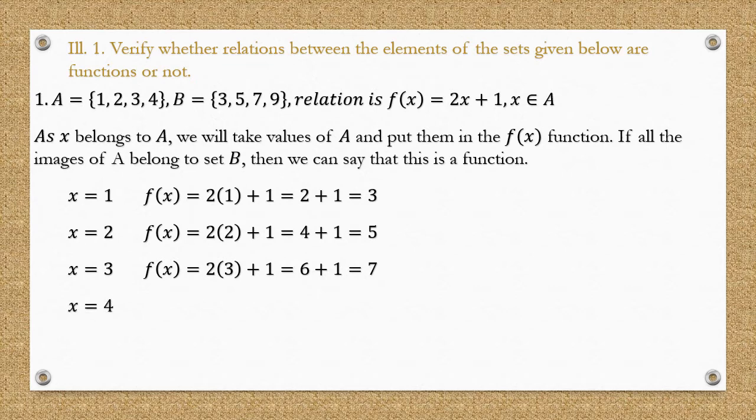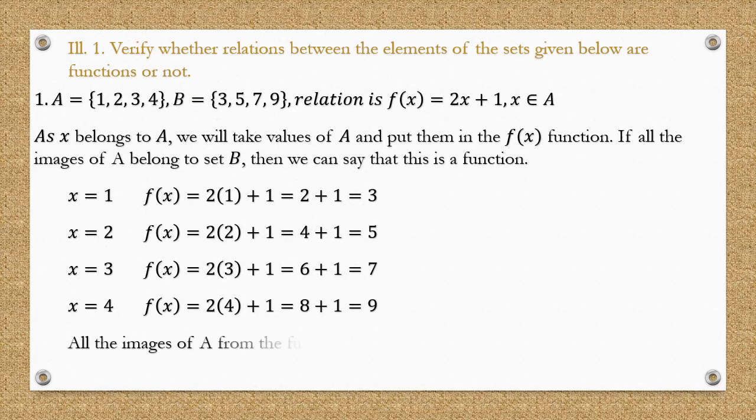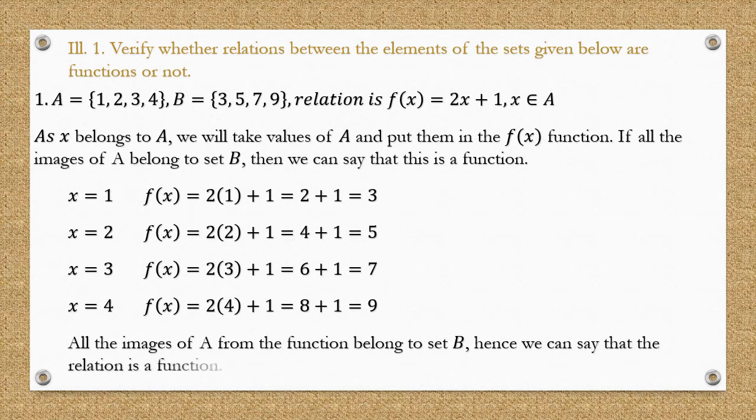And last, x is equal to 4, which is 2 times 4, 8 plus 1, 9. As you can see, the 3, 5, 7, 9 are the images of A, and all these 4 images belong to the set B. And therefore, we can say that the relationship given here between A and B is a function. Moving on to the second question.